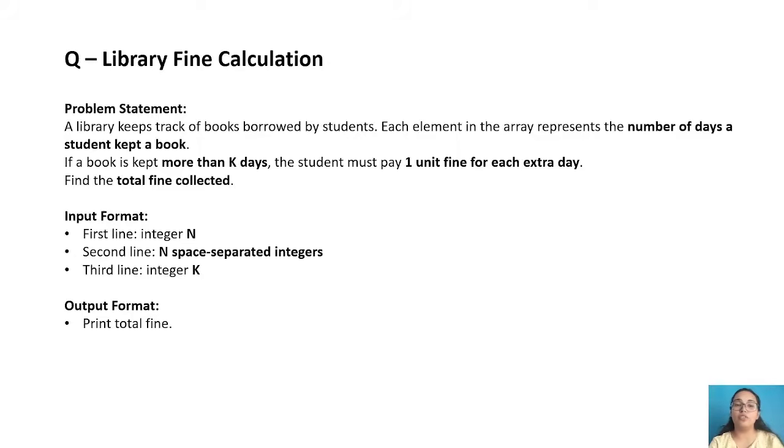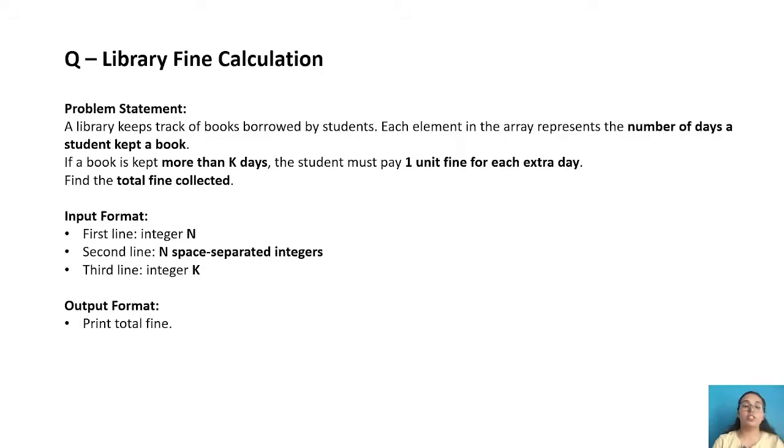A library keeps track of books borrowed by students, right? Each element in an array represents the number of days a student kept a book. If a book is kept more than k days, the student must pay 1 unit fine for each extra day. Find the total fine collected. I guess the question is pretty clear.